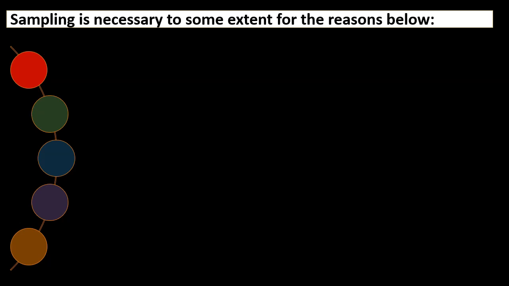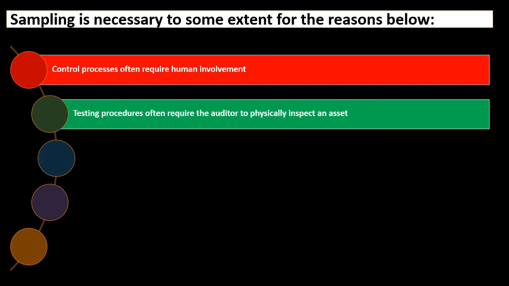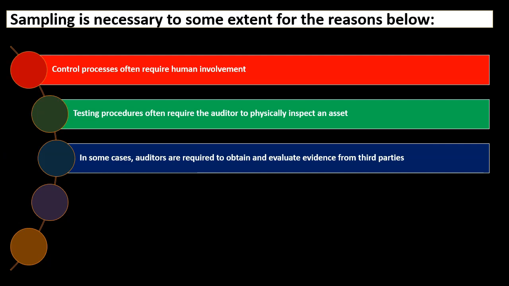Sampling is still necessary to some extent for the reasons below. We're not going to be able to eliminate all the sampling. For example, control processes often require human involvement. Anytime you have human involvement, if it's not just an automated system, there's going to be room for error, and that means that we're going to have to go through the samples in order to do the testing in that circumstance. Testing procedures often require the auditor to physically inspect an asset. If the auditor has to physically inspect something, then of course that has to be done by the auditor, not automated.